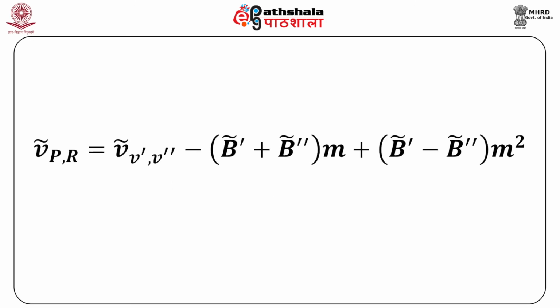These two equations can be combined into another equation which gives you for both the branches the wave number. For the P and R branches, it is given by the wave number for the v prime v double prime vibronic transition minus (B double prime plus B prime) into M plus (B prime minus B double prime) into M square, where M can have values plus minus 1, plus minus 2, with positive M values for the R branch, for which delta J is equal to plus 1, and negative values for the P branch for which delta J is equal to minus 1.